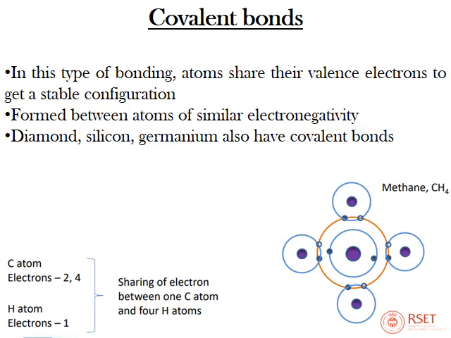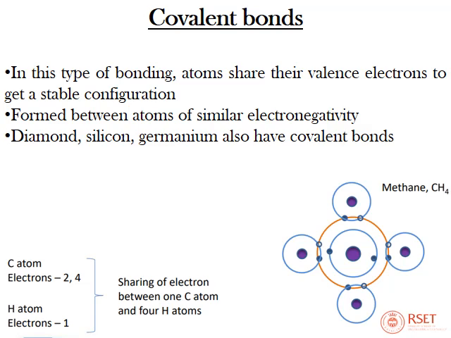So hydrogen atom, if you consider only one electron, it can be combined 4 times with the carbon atom. Thereby we will get a CH4, which is a stronger bond. It is formed between atoms of similar electronegativity. But in the case of ionic bonds, one is an electropositive atom, and the other one is electronegative.